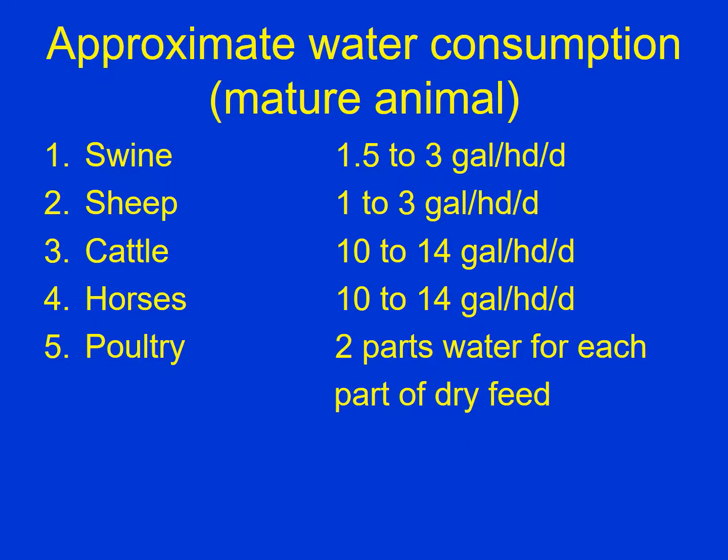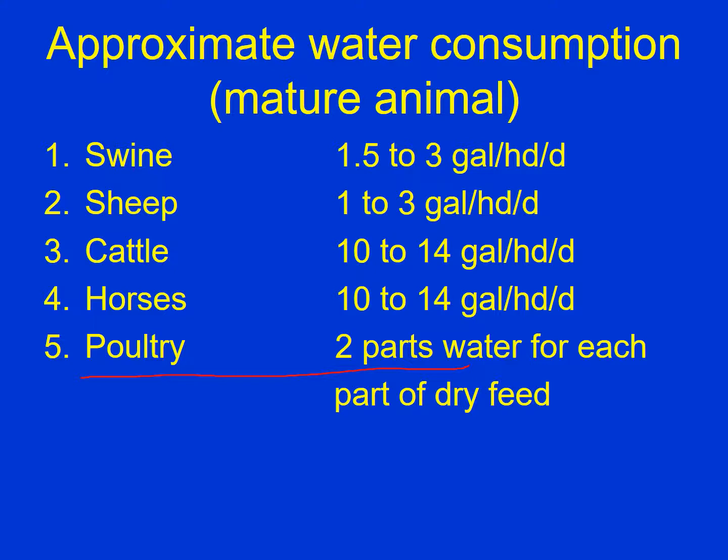So what we have here is approximate water consumption for mature animals, and this would be a maintenance requirement. You can see it does vary a lot by species. Poultry generally require less water than some of our mammals.